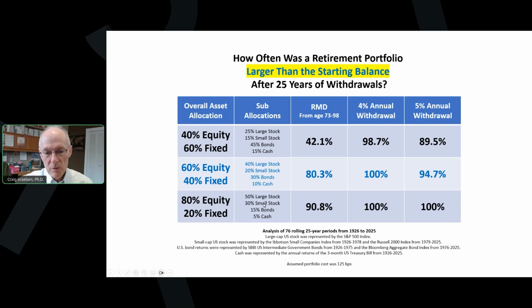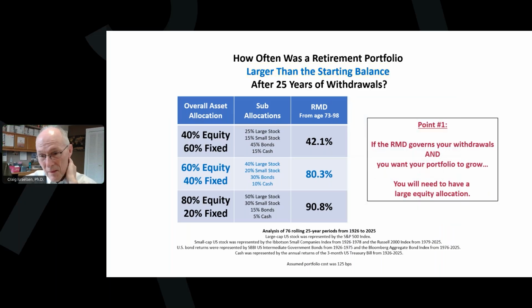And clearly with an 80-20 portfolio, a 4% or a 5% withdrawal rate is not even coming close to taxing it. It grew every time in all 76 rolling 25-year periods. So here's a couple of takeaways.